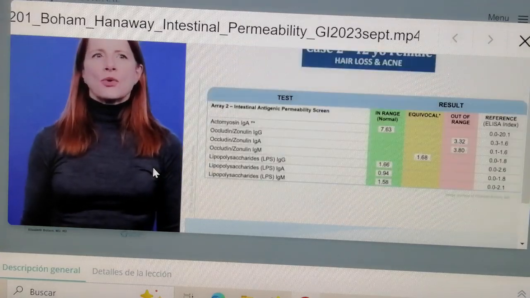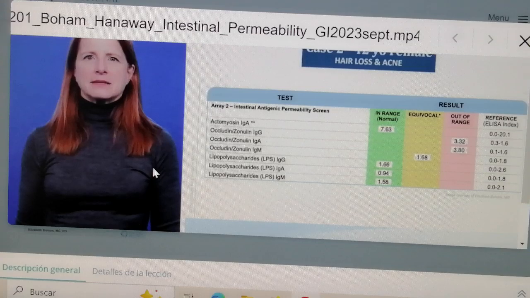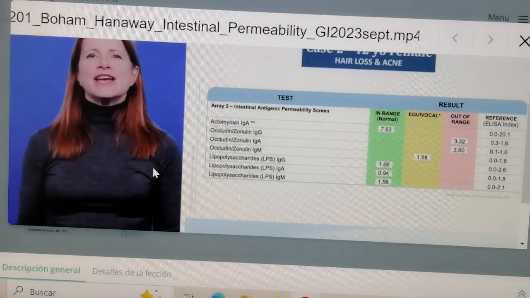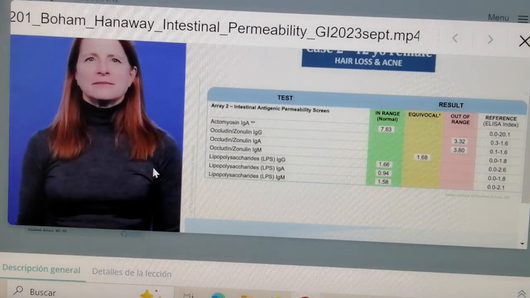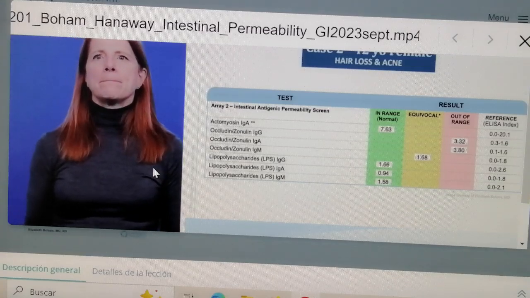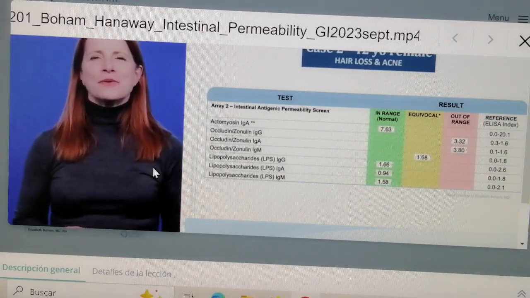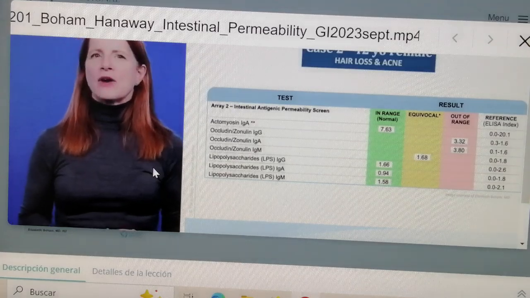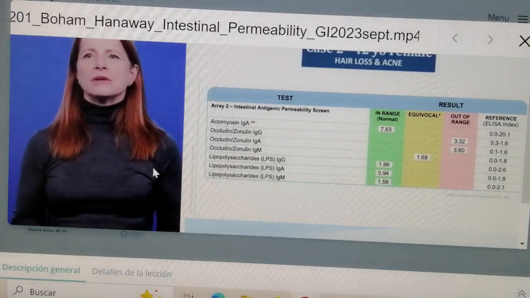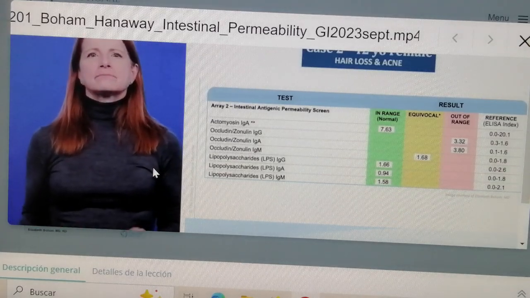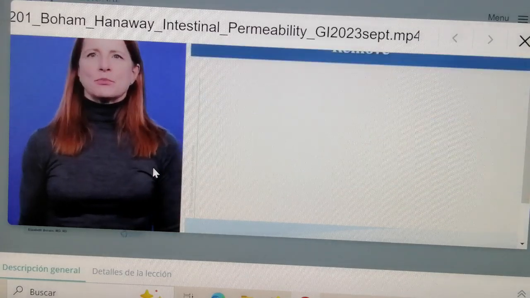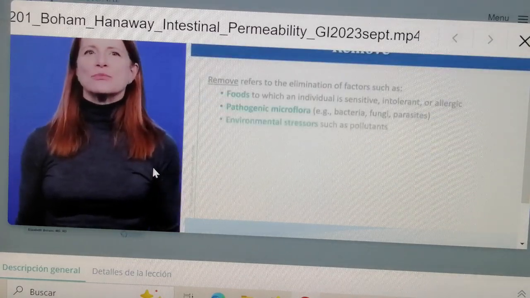Okay, so here is her antibody testing. So we see here that she's got antibodies against zonulin, indicative of increased intestinal permeability, right? So I'm thinking, okay, she wants to do this without medication. She wants to improve her hair and her acne. And what can we really do to improve this intestinal permeability? So the first thing is remove.